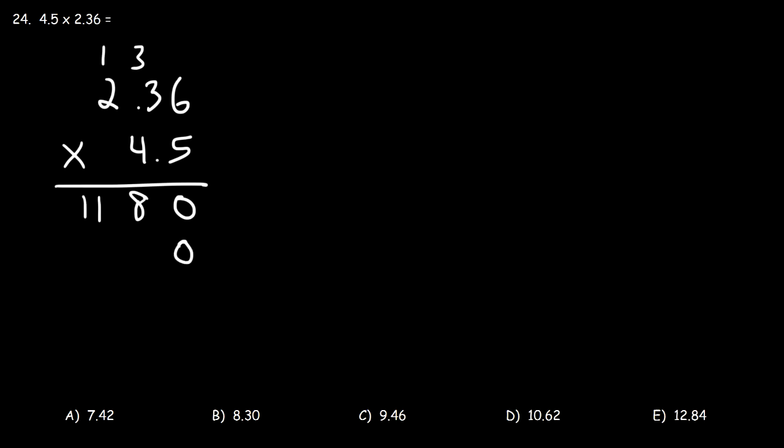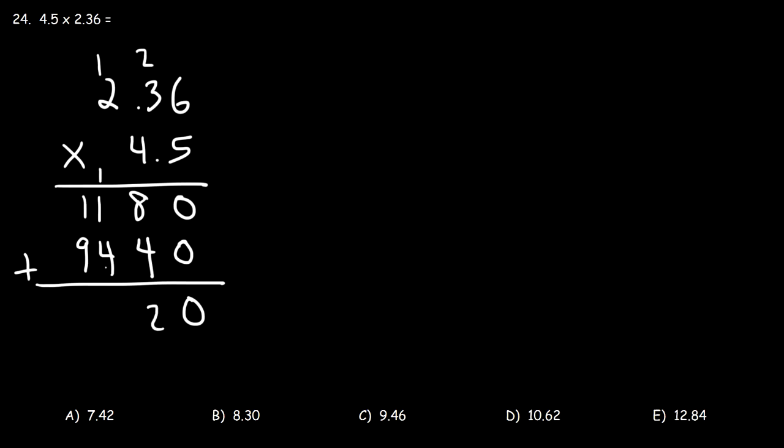Now we need to add another 0. 4 times 6 is 24, but let me get rid of these numbers. Now we said 4 times 6 is 24, so we're going to write the 4, carry over the 2. 4 times 3 is 12, plus 2, that's 14, so carry over the 1. 2 times 4 is 8, plus 1, that's 9. Now we need to add. 0 plus 0 is 0, 8 plus 4 is 12, carry over the 1. 1 plus 1 plus 4 is 6, and 1 and 9 is 10.